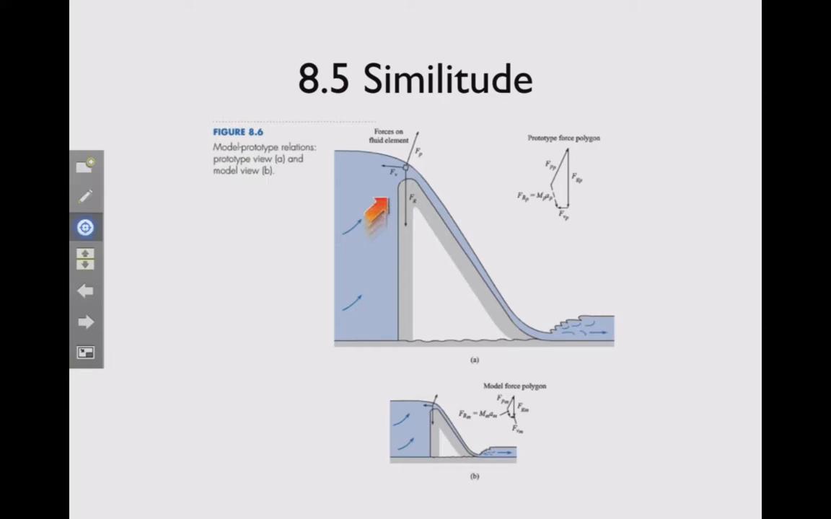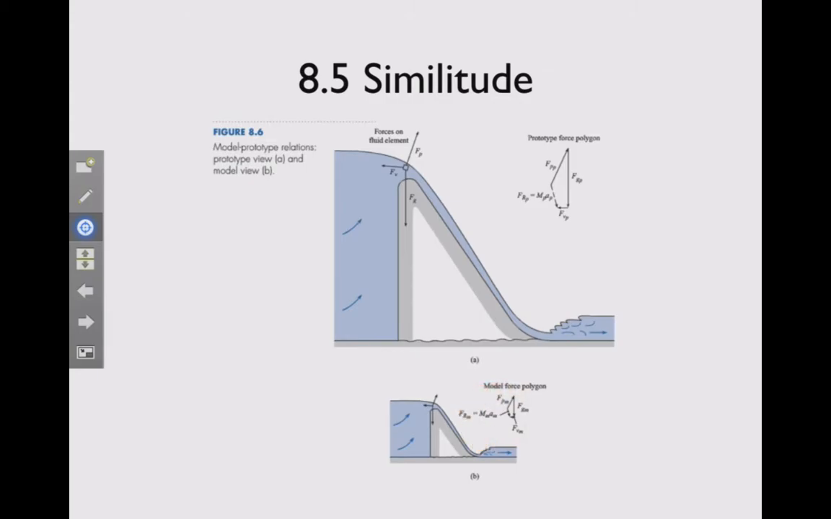So if we look at a situation now where we have a spillway or some water spilling over a structure here down this incline, we can look at the forces on a particular fluid element. We've got gravity and these FV and FP forces here, pressure forces and velocity and acceleration and things like this. The details of this are not as important as looking at the fact that we can build a model and have the same sort of forces.